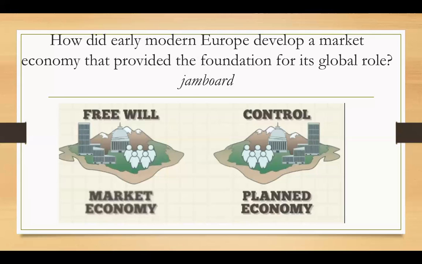Oh, and there is a Jamboard. So go to your Jamboard, okay? Go to slide 6, and how would a market economy prepare Europe for its global role? Think of some of these future events that I told you are soon to come in our 1700s and 1800s. So how would a market economy, how would free will, prepare Europe for its global role? Please create your sticky for slide 6. Pause me and come back.